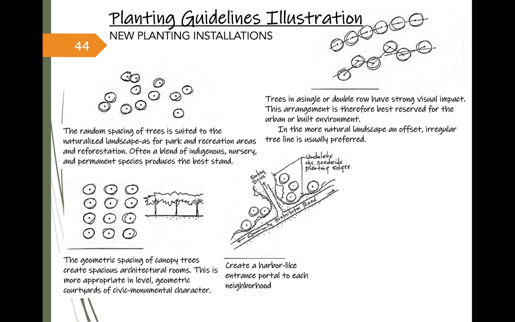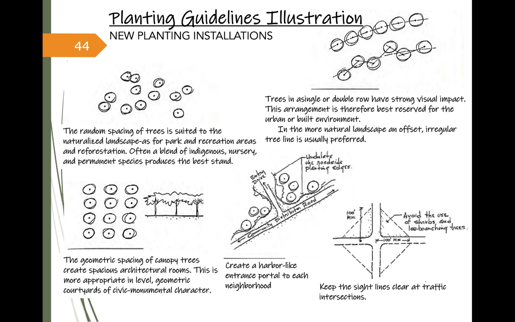The geometric spacing of canopy trees creates spacious architectural rooms. This is more appropriate in level, geometric courtyards of civic monumental character. Create a harbor-like entrance portal to each neighborhood, and keep the sight lines clear at traffic intersections.